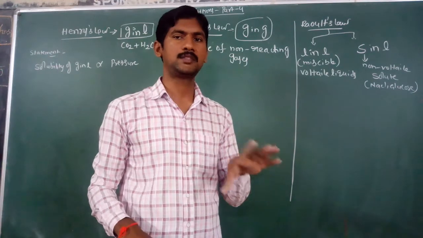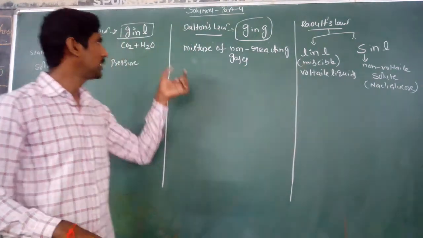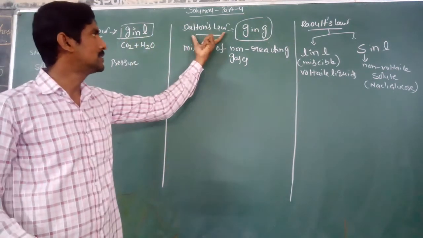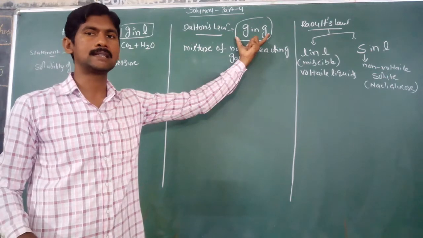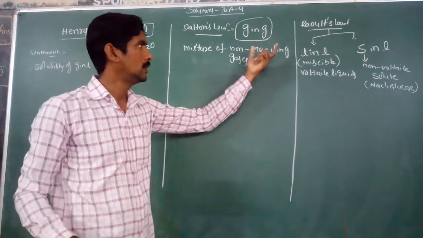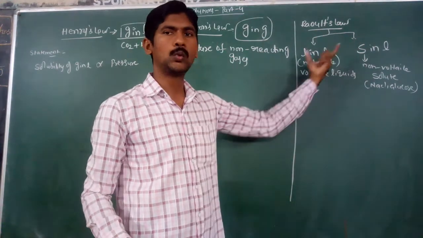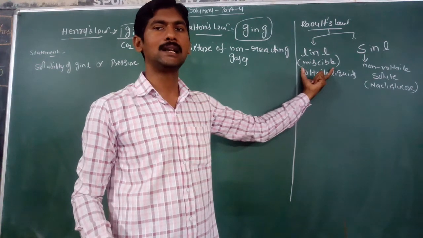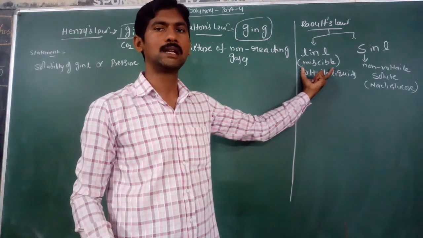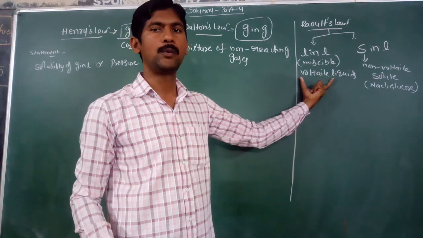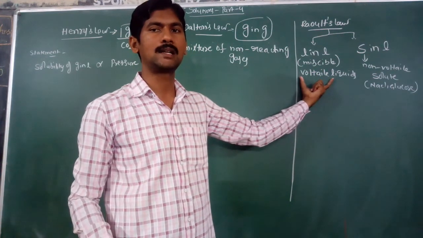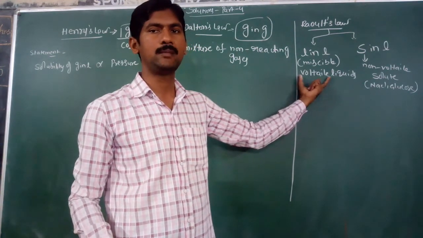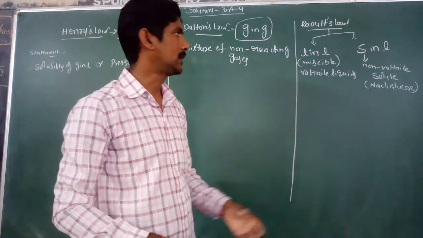So the first major difference between these three is that Henry's law is applicable to dissolution of gases in liquids. Dalton's law is applicable to a mixture of non-reacting gases, where both the components are gases. And Raoult's law is applicable to two binary systems. One is liquid in liquid, where both the liquids are completely miscible, which means completely soluble, and both the components must be volatile. Volatile means they can easily go into the vapor state.